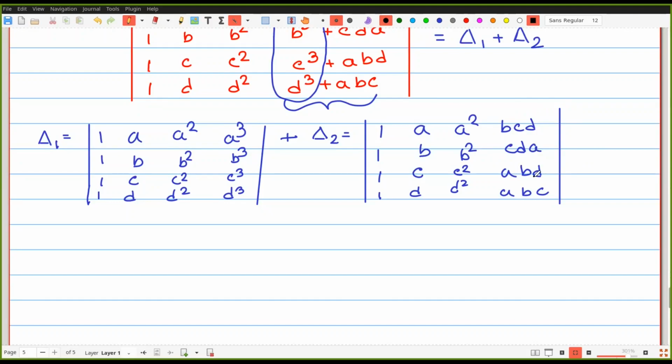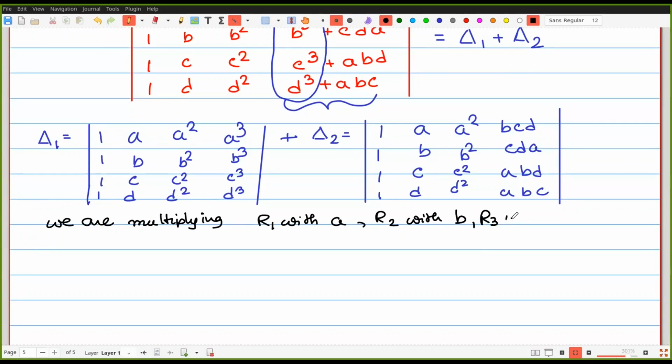BCD, CDA, ABD, ABC. That means here the first row is missing A, the second row is missing B, the third row is missing C, the fourth row is missing D. And also they are connected with D, C, B, or A. So we are multiplying row 1 with A, row 2 with B, row 3 with C, row 4 with D.